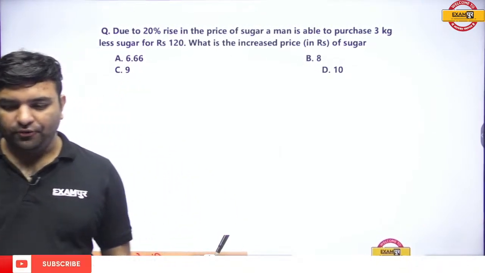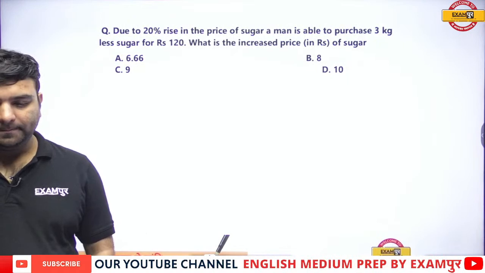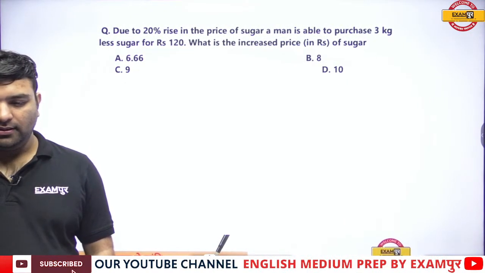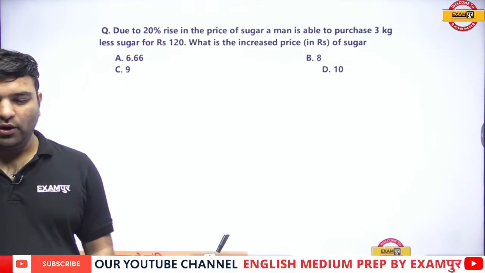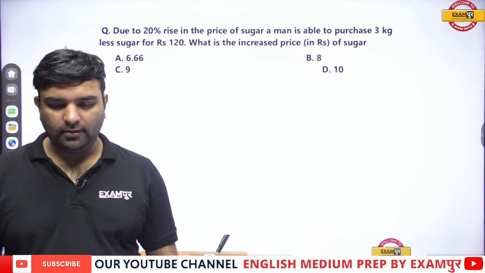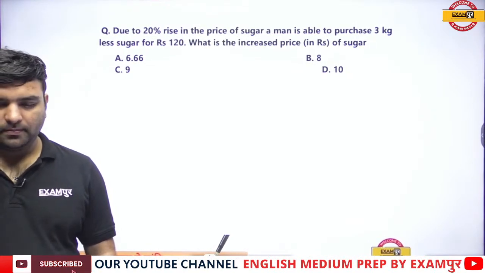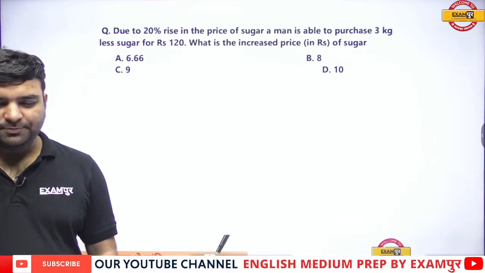Due to a 20% rise in the price of the sugar, a man is able to purchase 3 kg less for rupees 120. What is the increased price?